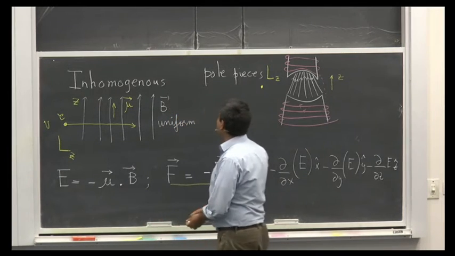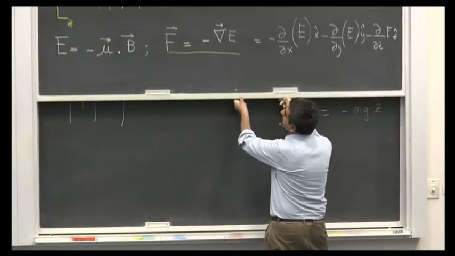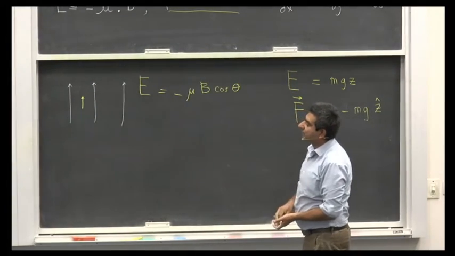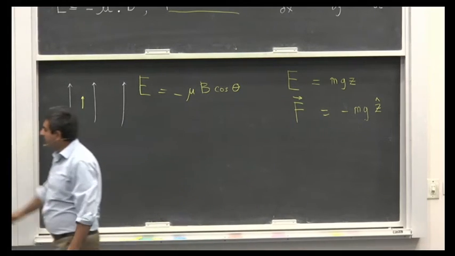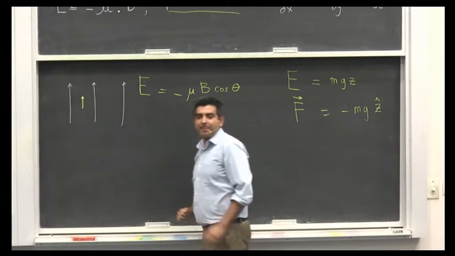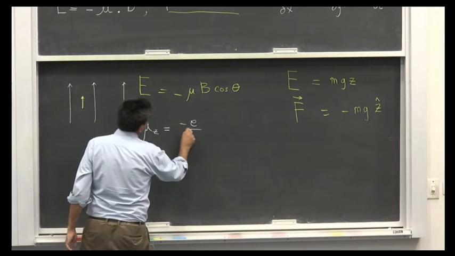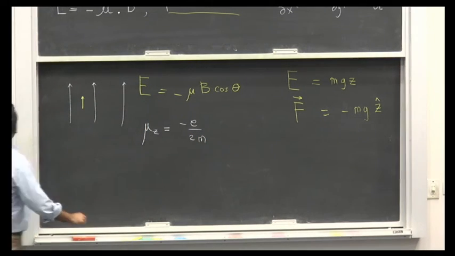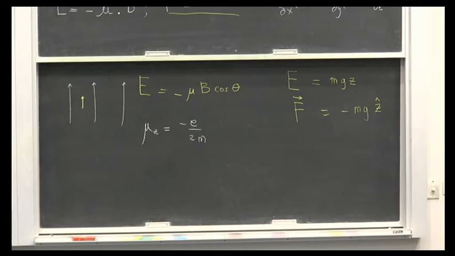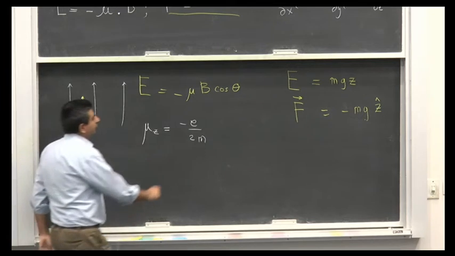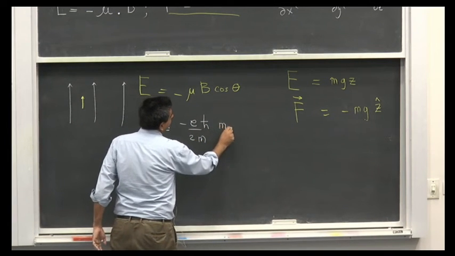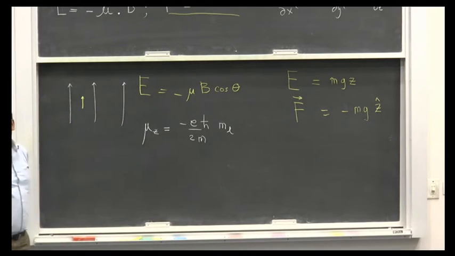Okay? Now what happens is, my Lz is quantized. So my mu z is minus e over 2m Lz. Lz is quantized. It can take up only specific values, m_l times h bar. So I'll put h bar here and m_l here. Okay? Agreed?